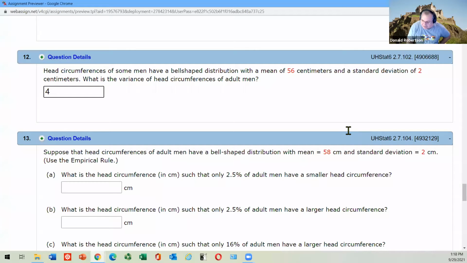Are we good so far? I have a question. Yes. What is the variance used for? Variance is just another measurement of how spread out things are.